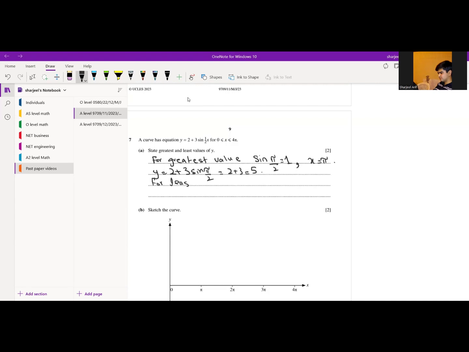For least value, sine 3 pi by 2 is equal to minus 1. So x should be equal to 3 pi. So y will be equal to 2 plus 3 sine 3 pi by 2. This will be 2 minus 3 equals minus 1. So these are the two values. When x is pi, y is 5. So they asked about the range only, so you can give the answer 5 and minus 1. So these are the two answers. Or you can write it in brackets as well, the coordinates where you get the maximum point.